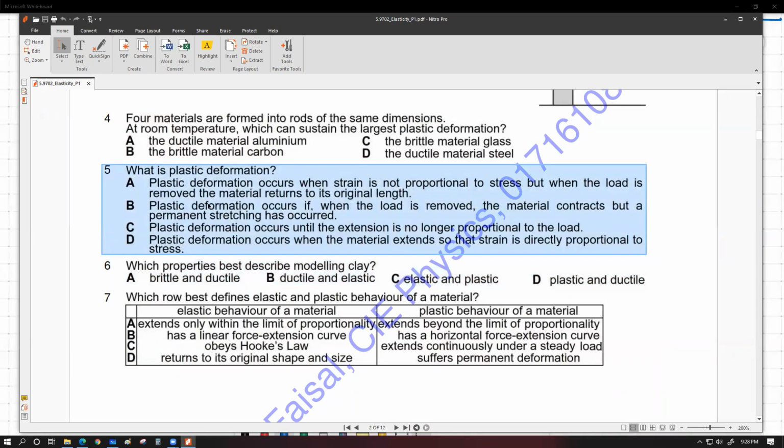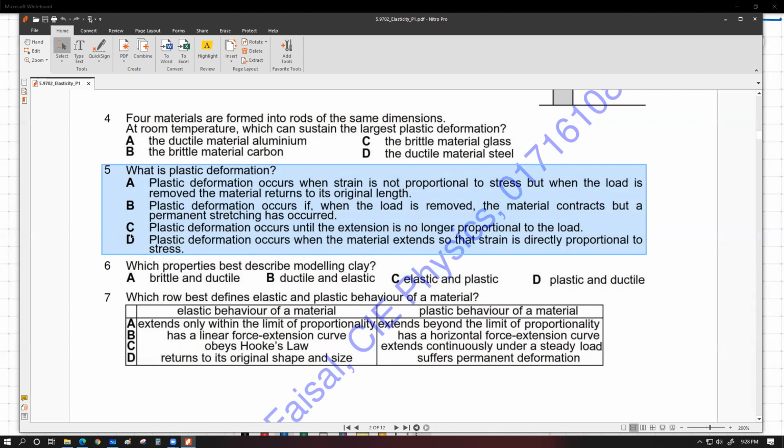What is plastic deformation? This is a definition based question. Have a look. Plastic deformation occurs when strain is not proportional to stress, but when the load is removed, the material returns to its original length. No. Plastic deformation occurs if the load is removed, the material contracts, but a permanent stretching has occurred. This sounds about correct. So this might be the correct answer unless there is a better option.